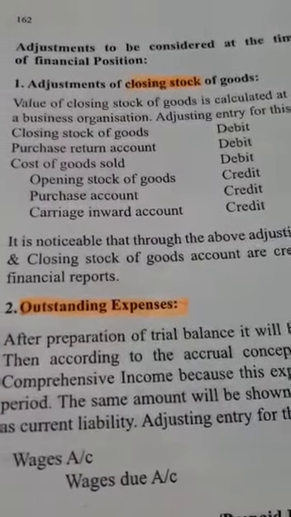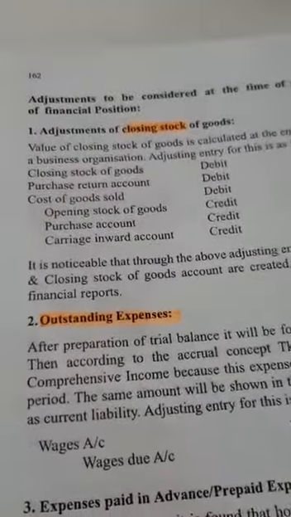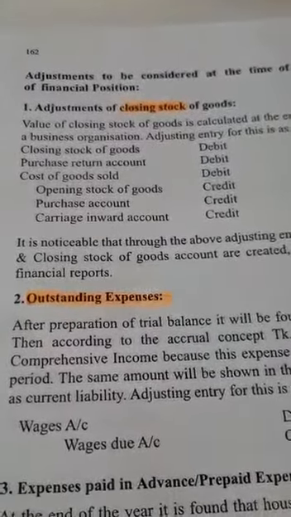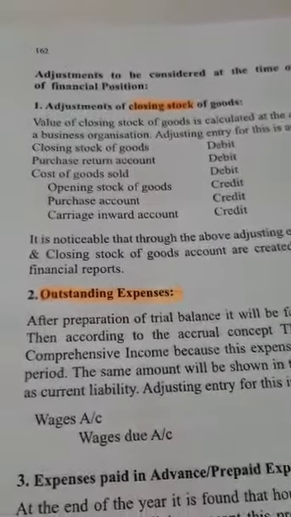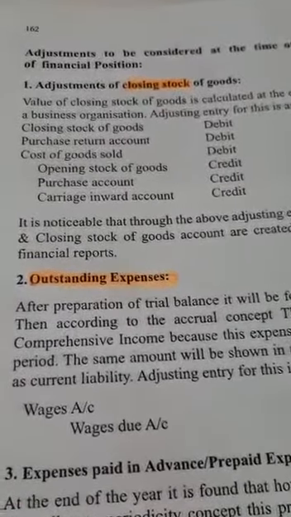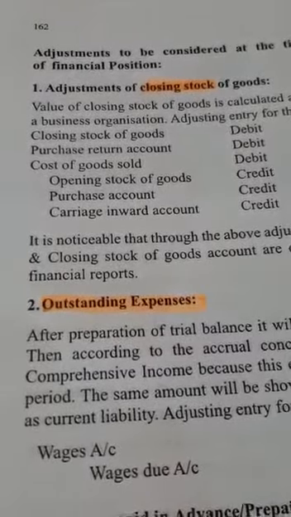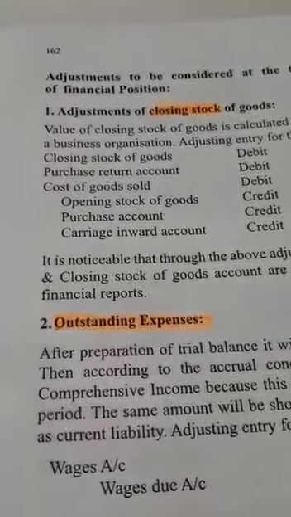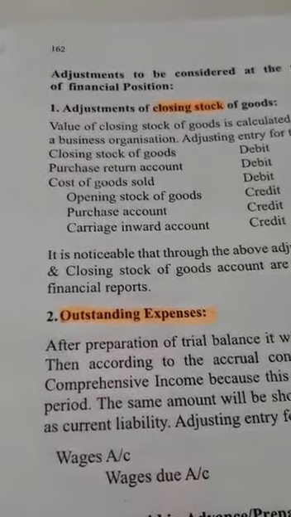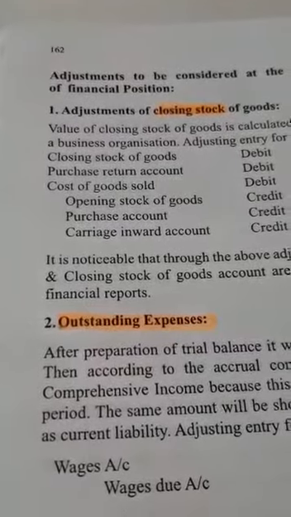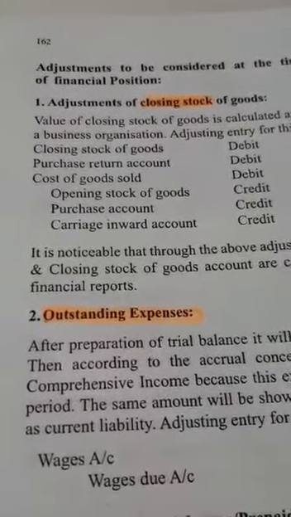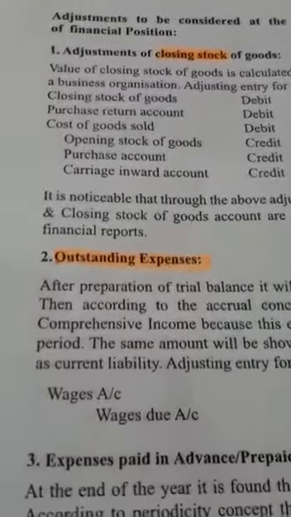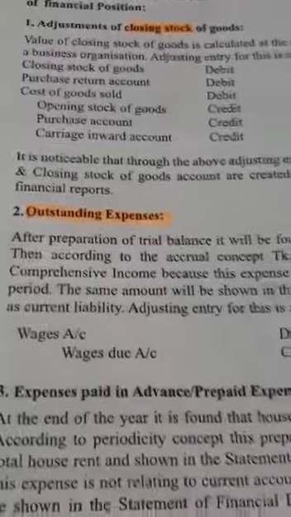Outstanding expenses. So we know our expenses. It may be salary, wages, house rent, or any other expenses. If any outstanding expense is there, what do we need to do? In the comprehensive income statement, we will add it with the related expense, and again it is our liability. We will show it in the current liability. Outstanding expenses are our current liability.